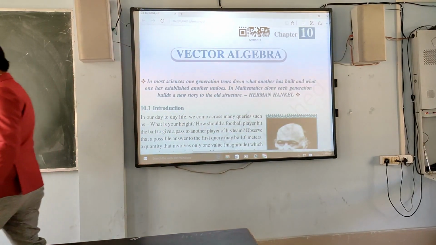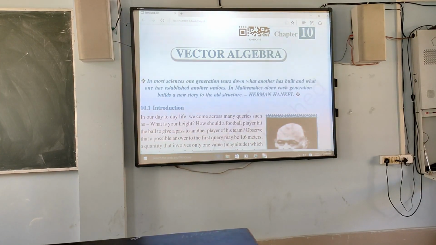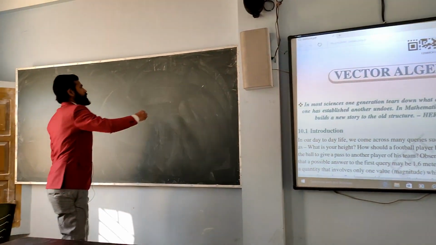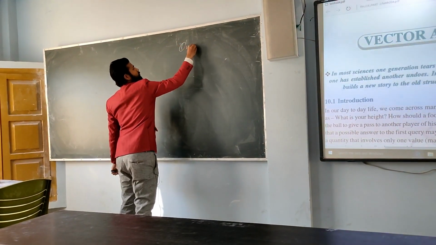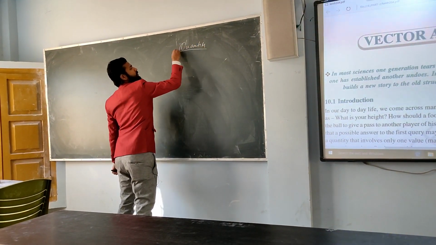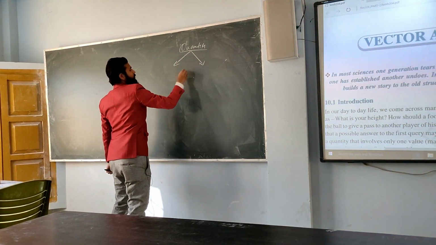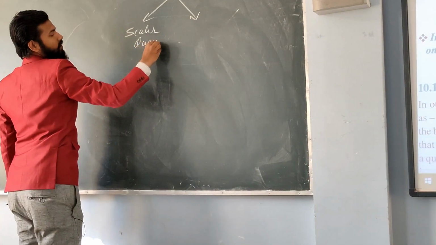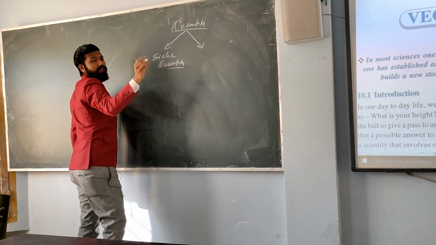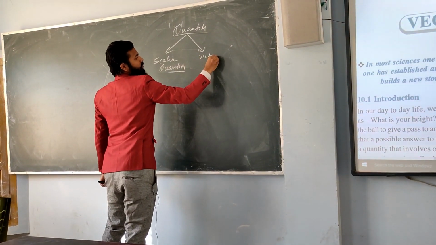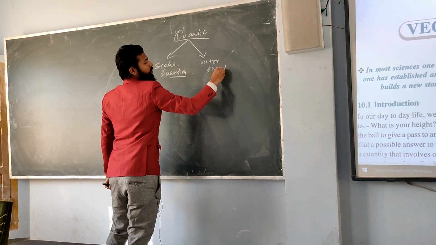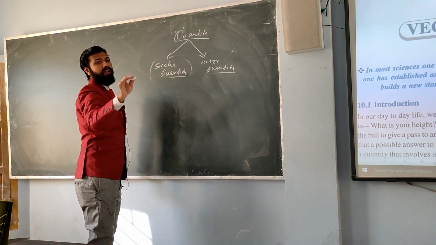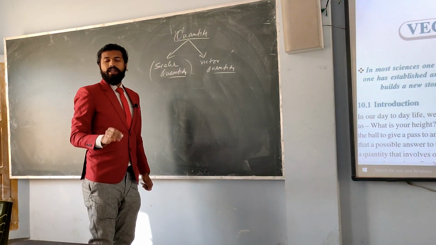So we already know quantities are classified into two types. One is called scalar quantity, and one is vector quantity. Scalar means what? Which has only magnitude, right? Any quantity which has only magnitude.